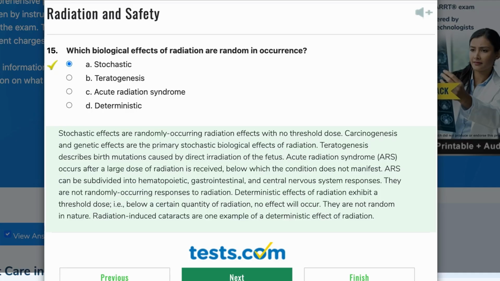Teratogenesis describes birth mutations caused by direct irradiation of the fetus. Acute radiation syndrome, or ARS, occurs after a large dose of radiation is received, below which the condition does not manifest. ARS can be subdivided into hematopoietic, gastrointestinal, and central nervous system responses. They are not randomly occurring responses to radiation. Deterministic effects of radiation exhibit a threshold dose, i.e., below a certain quantity of radiation, no effect will occur. They are not random in nature. Radiation-induced cataracts are one example of a deterministic effect of radiation.